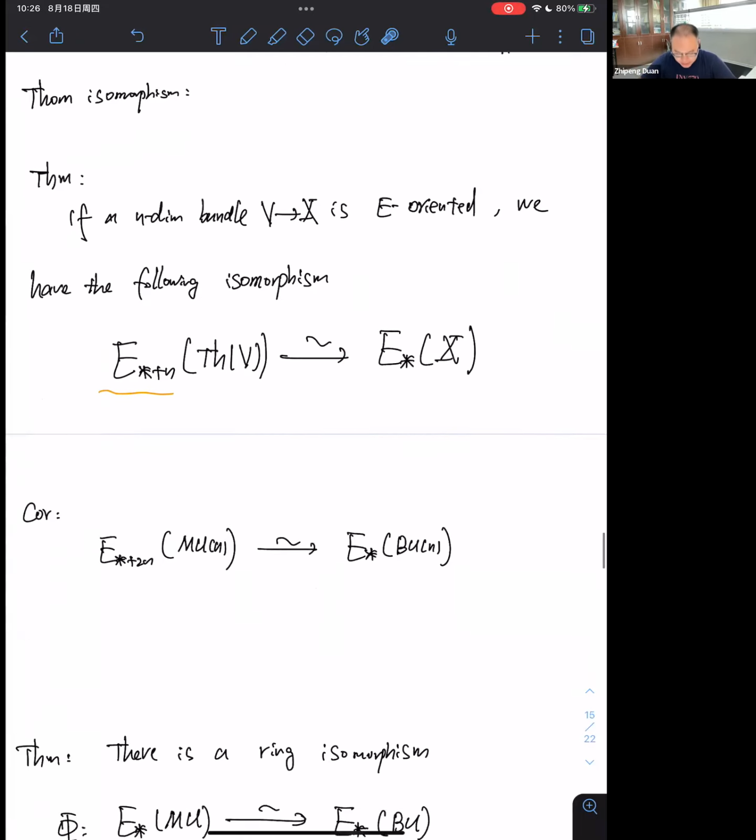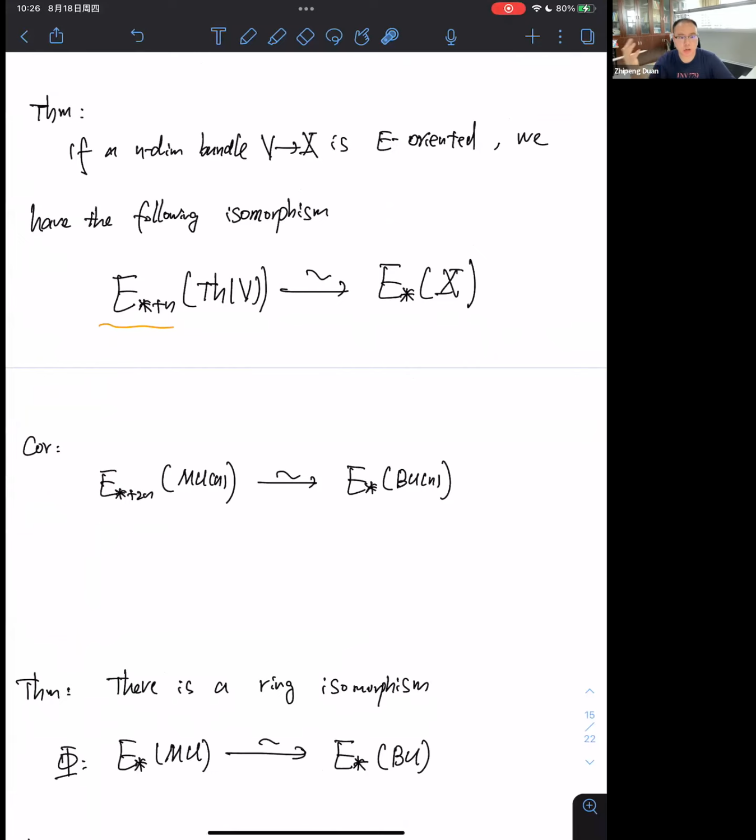As a corollary, in our case, because the tautological bundle is E-oriented, we have the following isomorphism from the E homology E star plus 2n of MUn to E star of BUn. Actually, we can move the degree 2n inside. So we can rewrite this as E star of the 2n desuspension of MUn, and this is equivalent to E star of BUn.